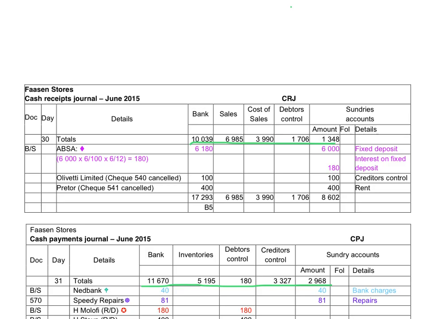So in our cash receipts journal, we will indicate that we saw the information on the bank statement. 6,000 times 6% for 6 months will give me 180 Rand. So they recorded 6,180 in my bank, and I will split it and show that 6,000 will be recorded in the fixed deposit account on the credit side, and 180 will be recorded on the interest on fixed deposit account on the credit side.